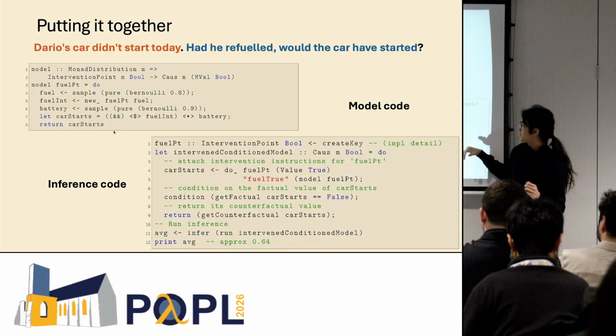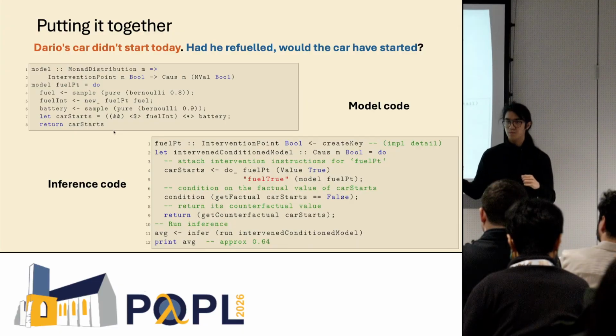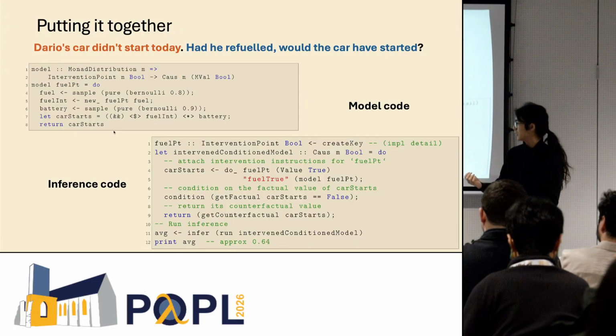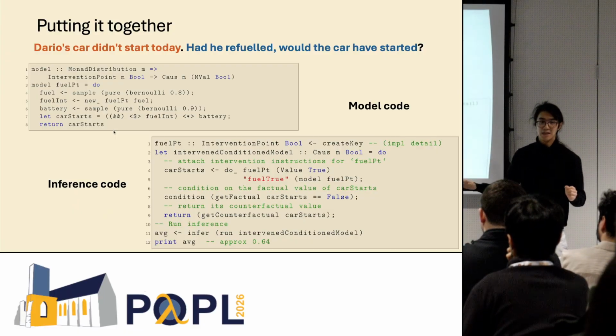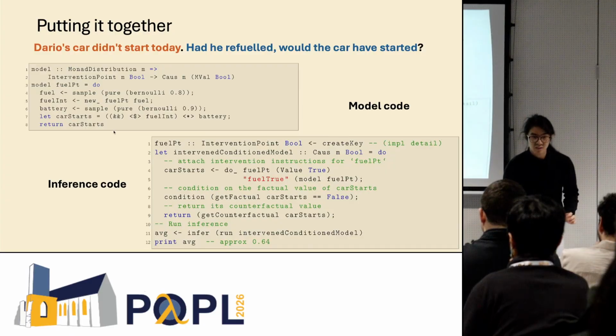All that you have to do is get the factual value of whether the car starts and condition it to be false, and then return the counterfactual value. And now if you run inference on it, then you get exactly the right answer, which is about 64%.